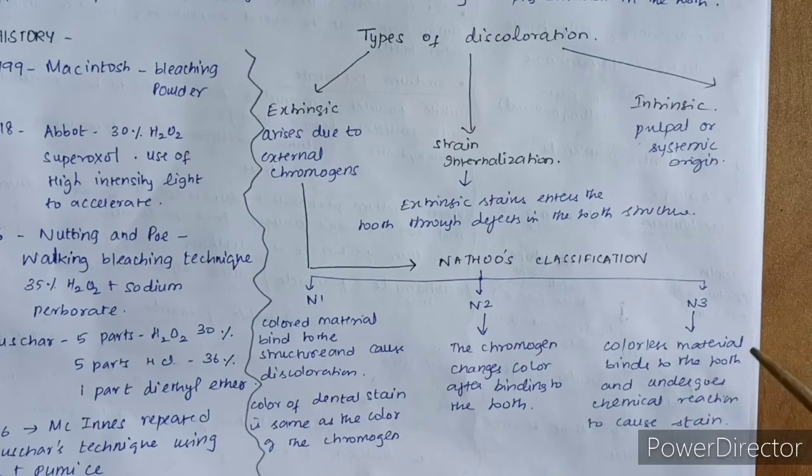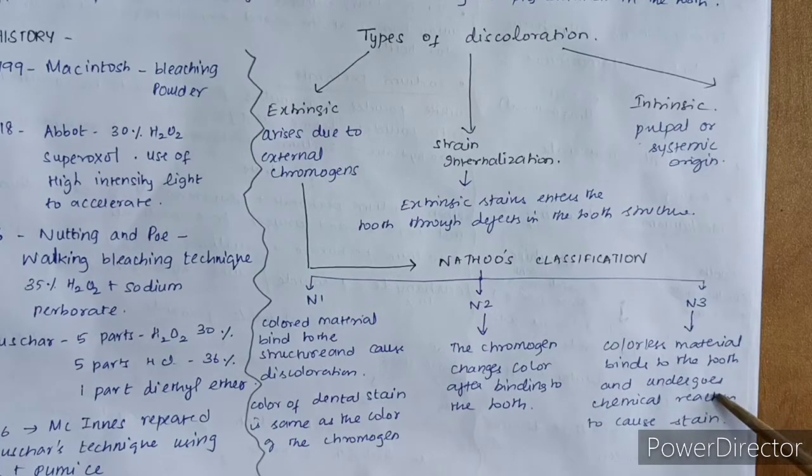N3 is when a colorless material binds to the tooth and undergoes a chemical reaction to cause stain. So the chromogen is actually colorless, but it binds to the tooth, and afterwards it undergoes some kind of chemical reaction to cause stain. This is N3.